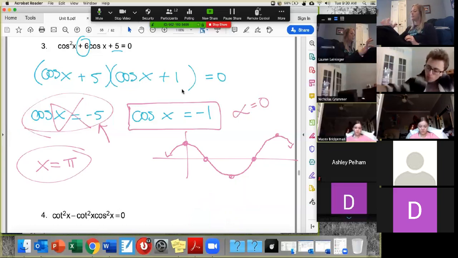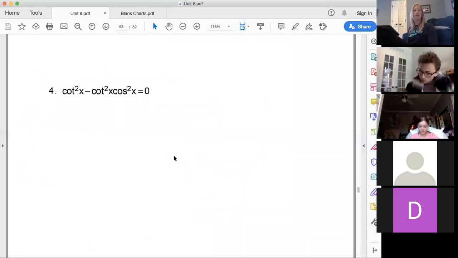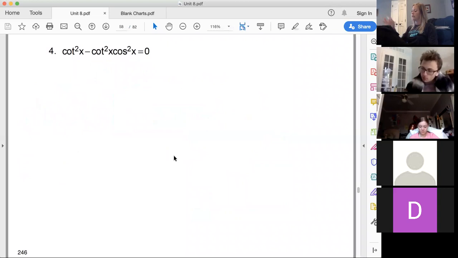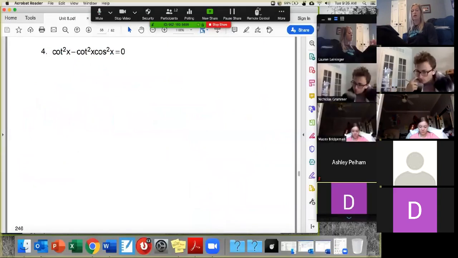4 is very similar to question number 2 that we did already. It's already equal to 0. It is squared, but that's okay. What do we always look for first, just as a reminder? Greatest common factor. What greatest common factor do I have in those 2 terms? Cotangent squared. I'm going to pull a cotangent squared out of both terms.